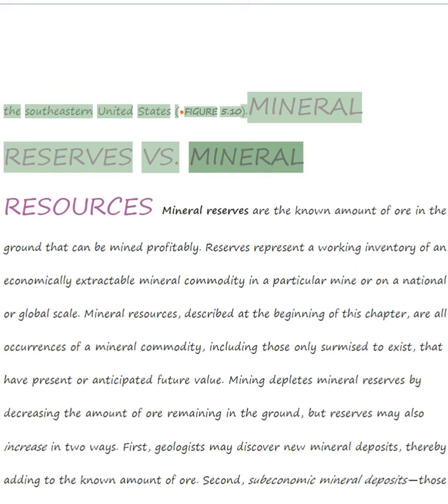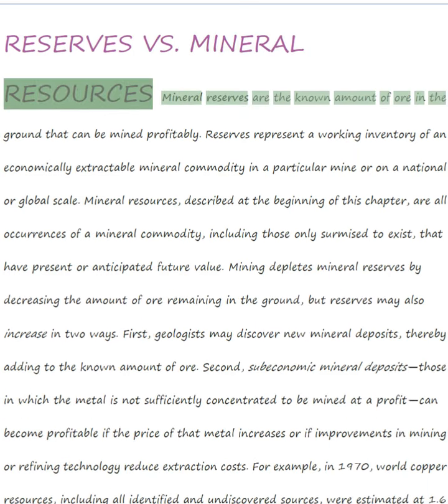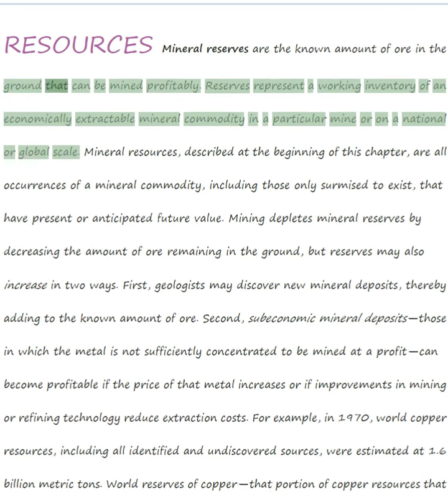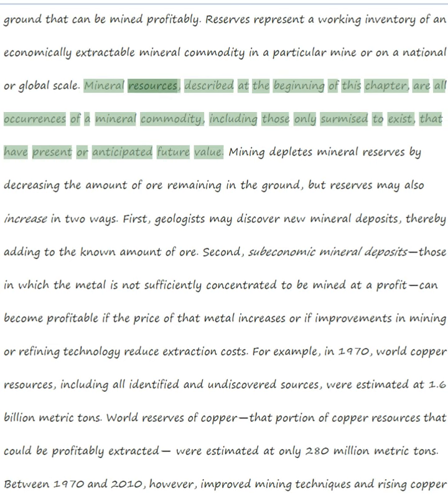Mineral reserves versus mineral resources. Mineral reserves are the known amount of ore in the ground that can be mined profitably. Reserves represent a working inventory of an economically extractable mineral commodity in a particular mine or on a national or global scale. Mineral resources, described at the beginning of this chapter, are all occurrences of a mineral commodity, including those only surmised to exist, that have present or anticipated future value.